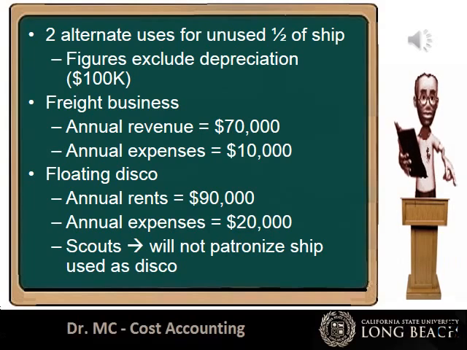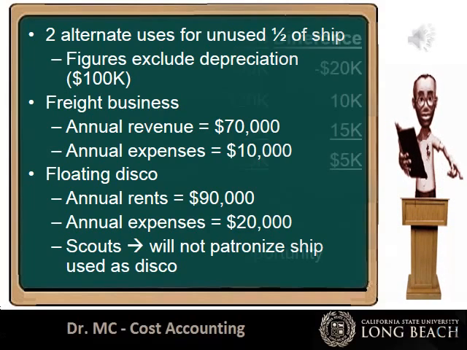You could use the bottom half of the ship to bring and take freight to and from Catalina. That would bring in an additional revenue of $70,000 and would generate extra expenses of $10,000. You could also use the bottom half of the ship as a floating disco. This would generate additional revenue of $90,000 and additional costs of $20,000. If you choose the floating disco alternative, you will lose the contract with the Scouts.